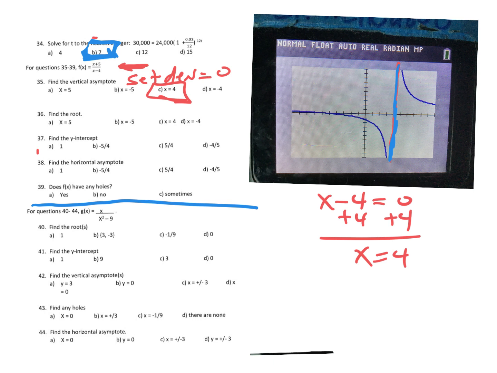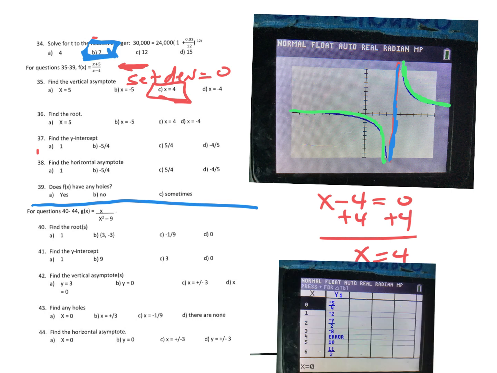The graph is graphing along, then kind of dodging x is equal to 4, and then restarting after x is equal to 4. So there is a vertical asymptote when your denominator is equal to 0. And one of the things in class I told you to do for vertical asymptotes is to use your table, because for asymptotes, there's going to be an error message given to you in your table of values. And notice when x is equal to 4, there's an error.